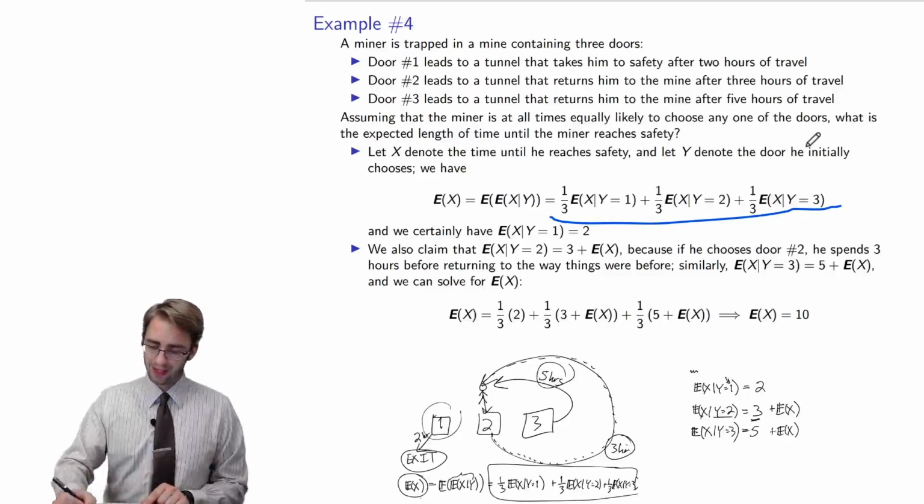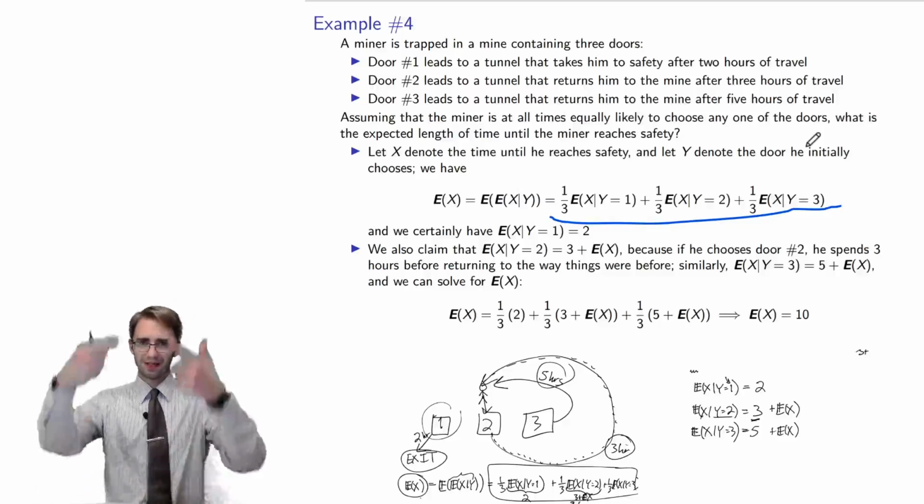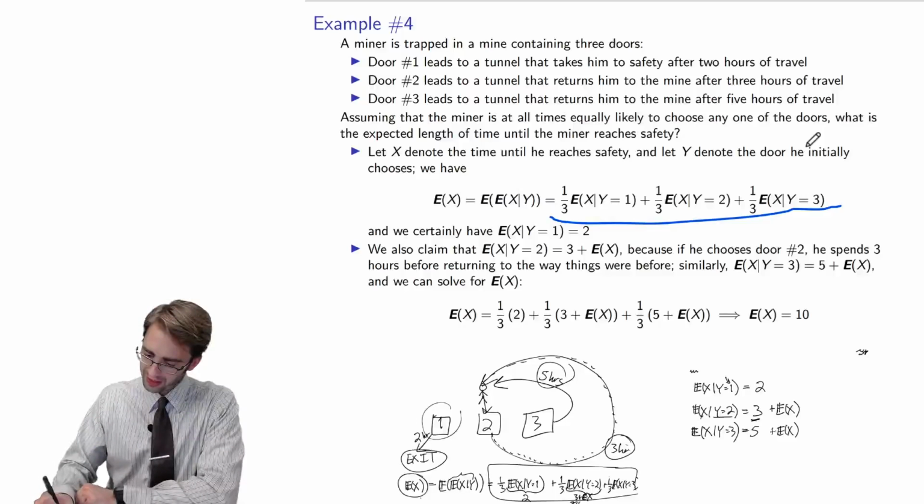So I said expected value of x is equal to this summation here, and we said, okay, expected value of x given that y is equal to 1, that's 2. Expected value of x given that y is equal to 2 is 3 plus expected value of x. I know you probably can't read much of this, so I'm going to copy it all down as well. And then finally, this one here, expected value of x given y is equal to 3. I'll do a brace over like that. That's 5 plus expected value of x.